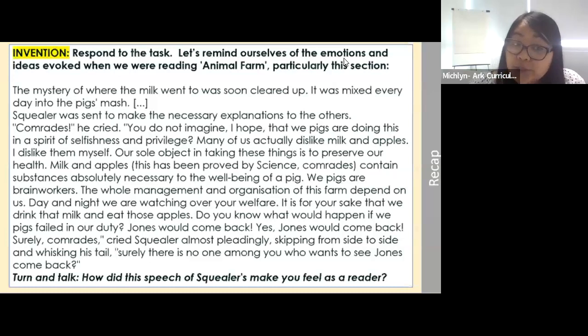I'll leave this on the screen, so if you weren't able to access it via the QR code, you can still see it on the screen. I would like you to put in the chat feed your response to that turn and talk task. How does a speech of Squealer make you feel as a reader? Feel free to answer this as an adult. It doesn't have to be from the perspective of a student, but as you, an adult, reading the speech, how does it make you feel? What emotions does this evoke in you? I'll give everyone two minutes to read that and share your thoughts in the chat feed.